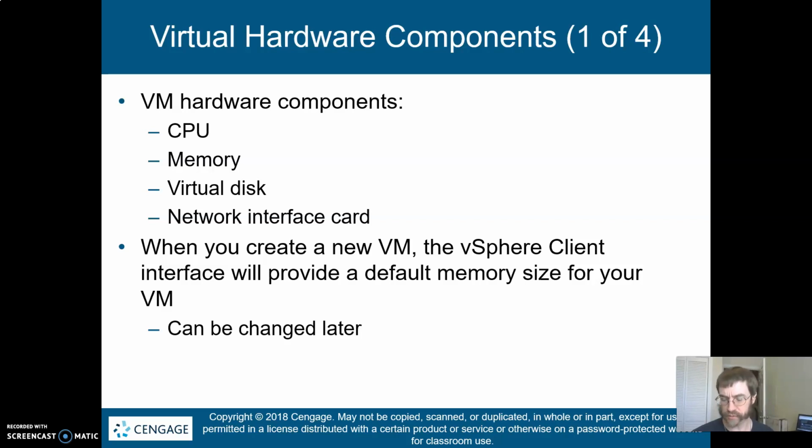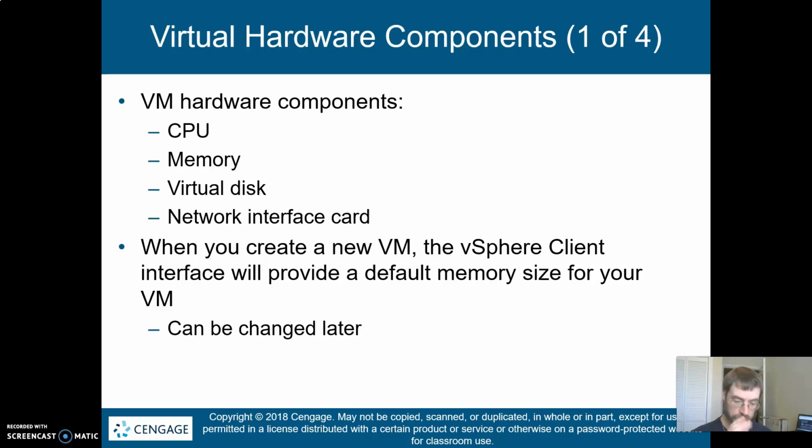The vSphere client interface, just like the VMware Workstation interface or the Player interface, will provide a default memory size for your VM, more or less on the basis of what operating system you tell it it's going to be. That's why it's so important to, A, tell it roughly what you're trying to build, and then B, pay close attention to see if what you're trying to build and what it thinks you need are the same thing.